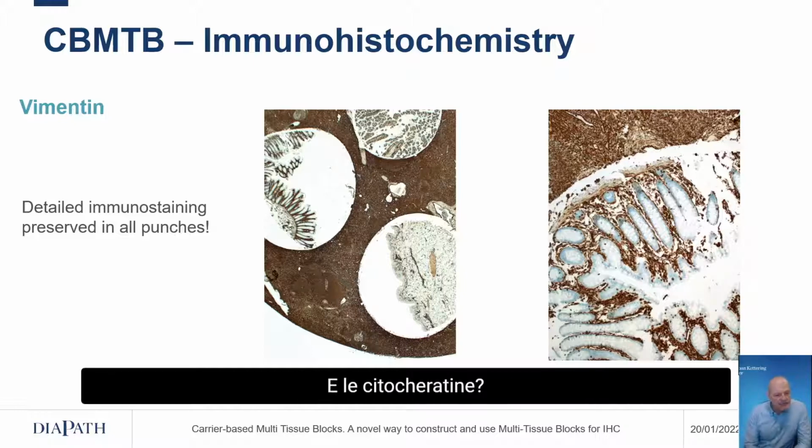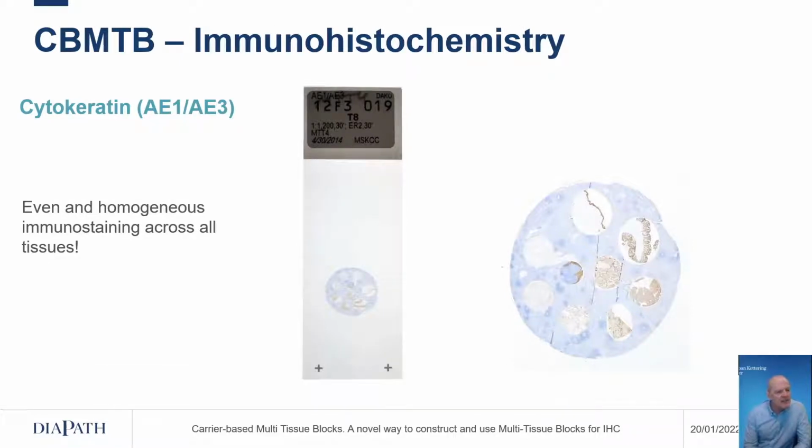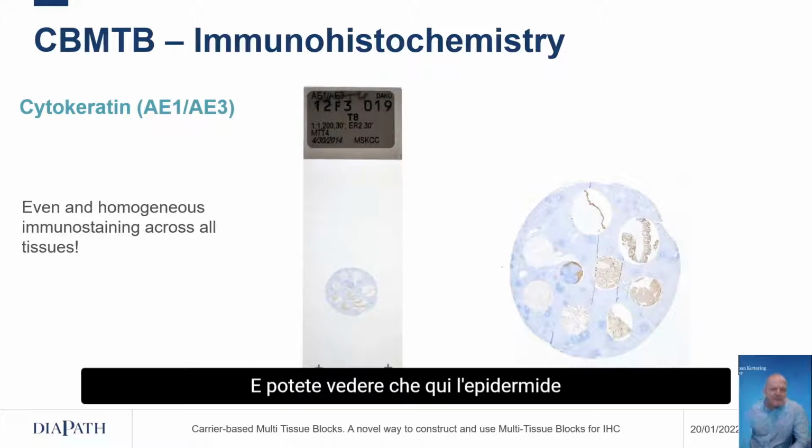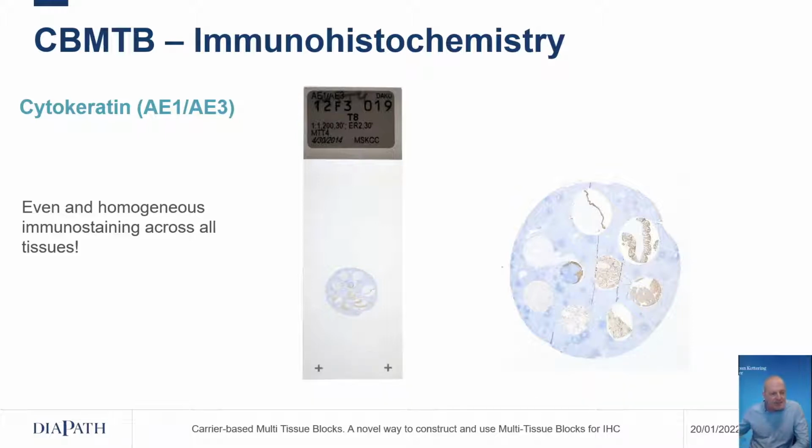So what about cytokeratins? That's the same block, and here we stained with an AE1, AE3 pan cytokeratin marker, and you can see that the epidermis stains beautifully, the colon epithelium, and so forth. The epithelium here, the tonsil epithelium that covers it. And it's a completely different staining from what you saw before with the vimentin.